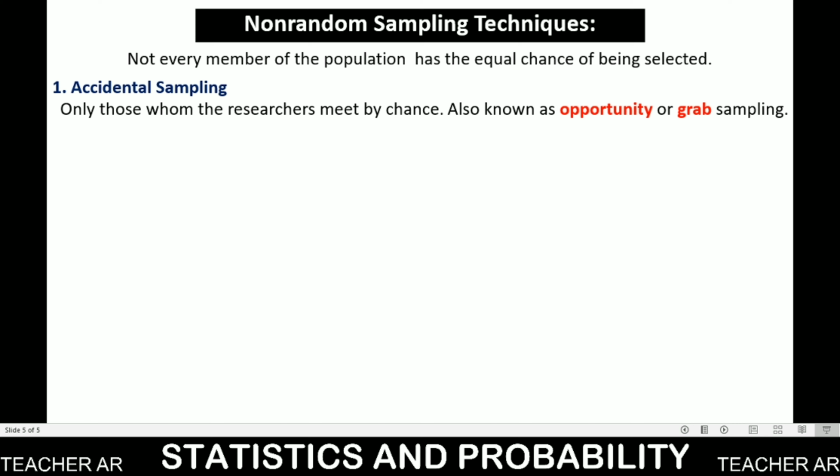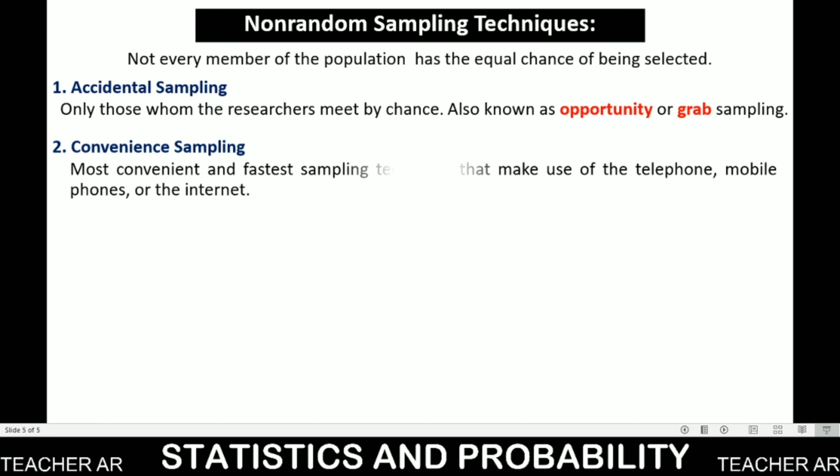Second non-random sampling technique is convenience sampling. Convenience sampling is the most convenient and fastest sampling technique that make use of the telephone, mobile phones, or the internet. Kaya siya tinatawag na most convenient and fastest sampling technique because it has something to do with the internet connection, social media, and the use of gadgets.